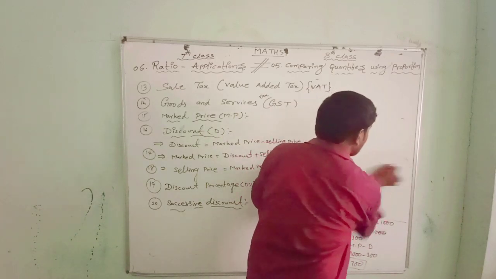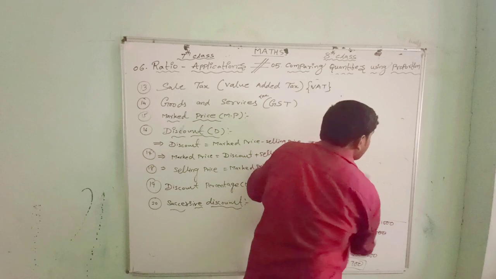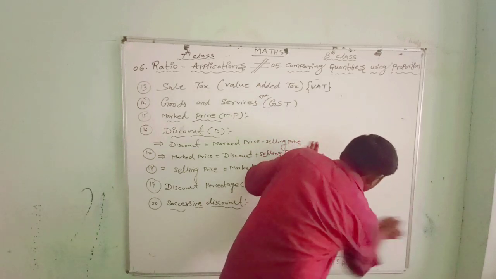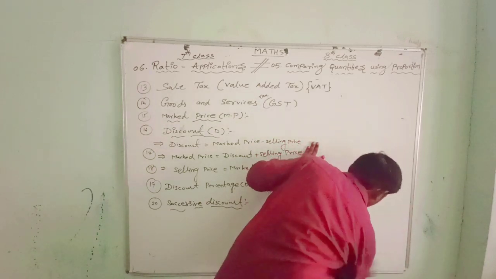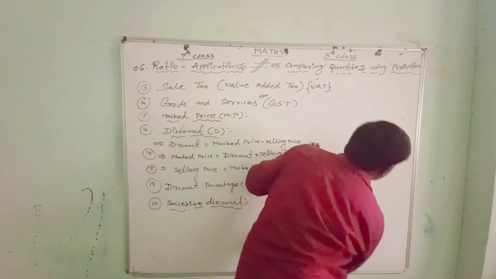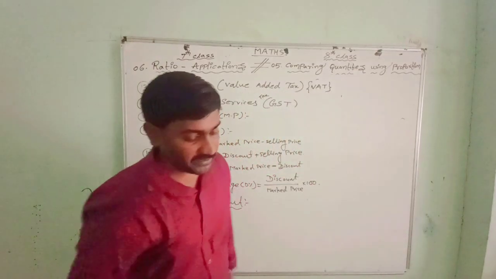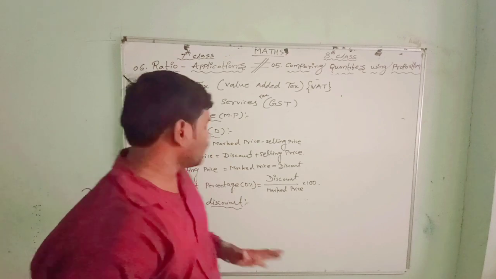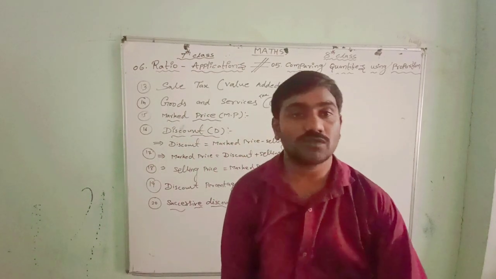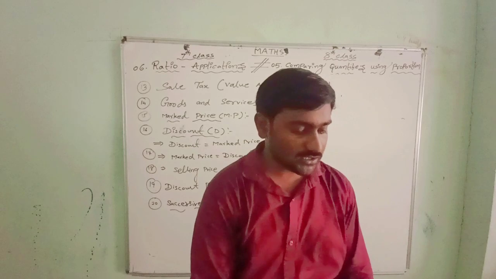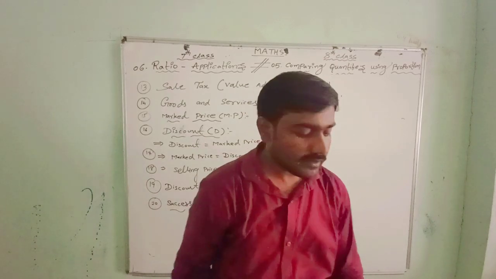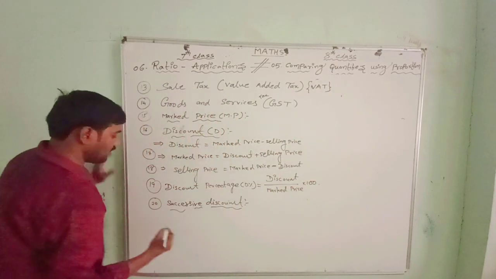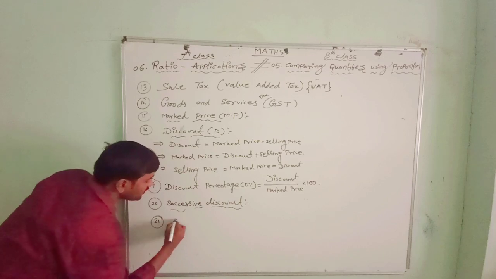So successive discounts are always a loss for buyers. Buyers in the sense the people who are buying it. There is always benefit for sellers, shopkeepers. Then we have completed the successive discounts also. I hope you understood about the discounts. Now we'll go for very interesting topics like interest, simple interest.